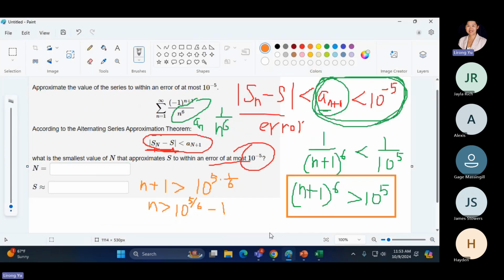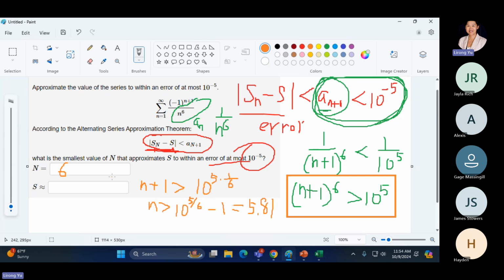Okay, so according to the calculator, 10 to the power 5, 6 is less than roughly 5.81. Okay, n has to be bigger than 5.81. That's why n has to be 6. Okay, so now we realize we were supposed to add 6 numbers in that series.